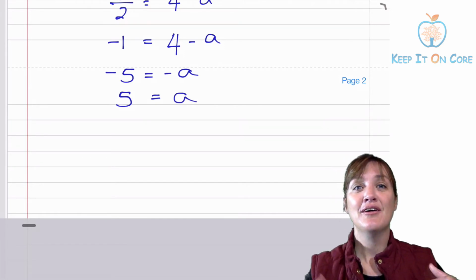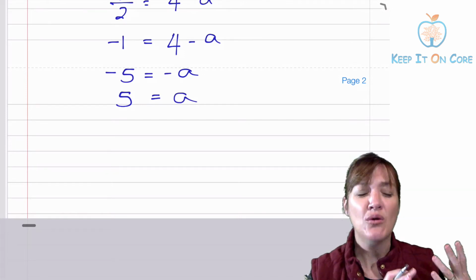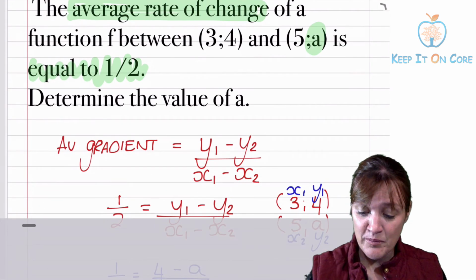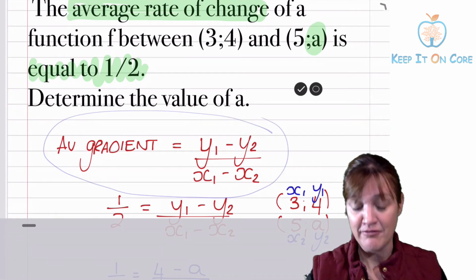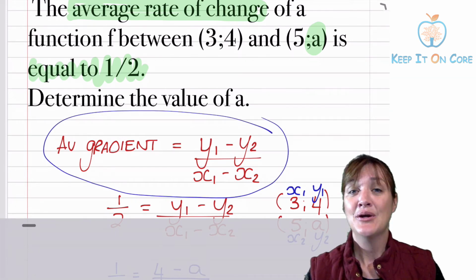So just break it down in your head for yourself. Always, always go back to the basics. If they've mentioned average gradient, this is your basics. That's what you need to build everything on, because that is average gradient. Right, there we go.